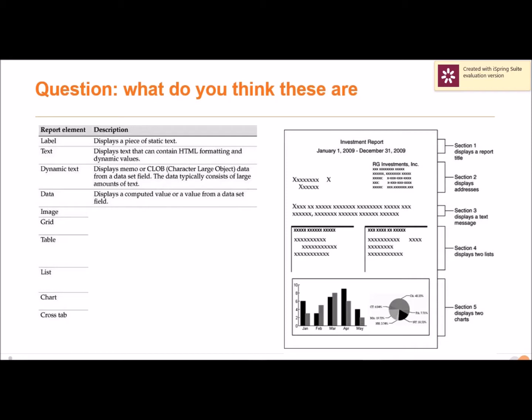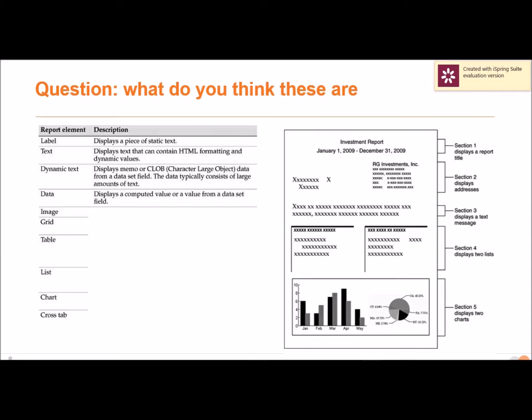Okay, now what do you think the rest of these are? So image, of course, that can be any image web browser can support. And I'm going to show you how to embed images. Grid, remember when I talked about how you need to plan your report? That means you might have many sections, many report elements. It's a static table, but you can put many tables into one grid.